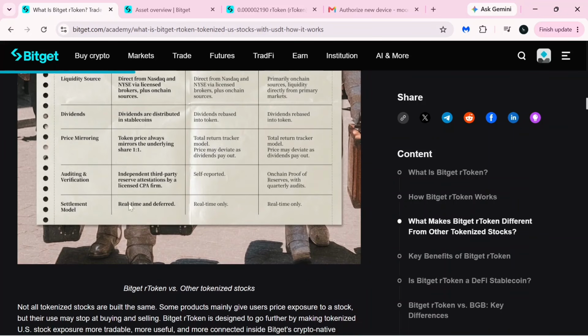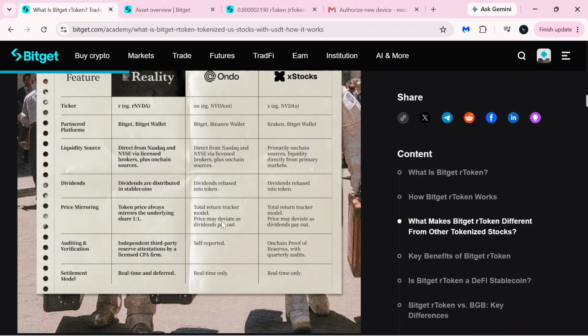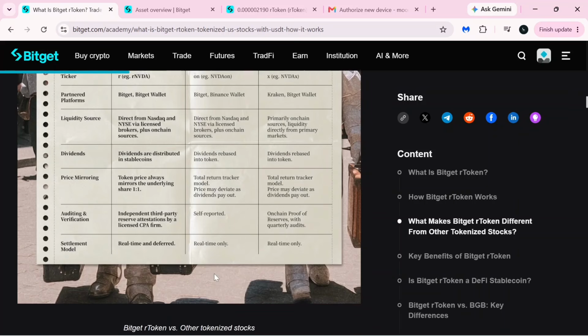And you see price mirroring, they have token price always mirrors the underlying share one to one, always, right? Whereas with Ondo, you see total return tracker model, you see the price may deviate as dividends pay out, right? And then with xStocks, the total return tracker model, the price may again deviate as dividends pay out.